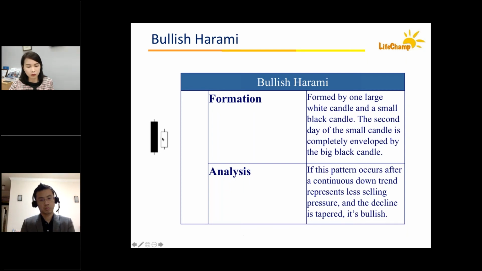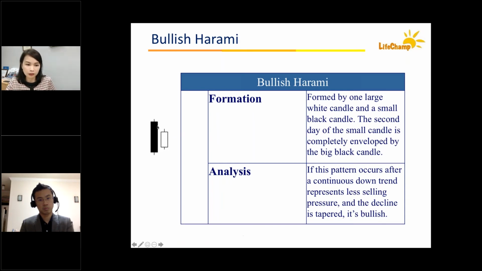Especially when you find this at the bottom of the chart, like after a prolonged or maybe subsequent down days, and then you see this, and then this will actually confirm with the third candlestick. After you see this, the third day usually is a white candlestick over here. Maybe it's a gap up or something. Then it's very bullish.